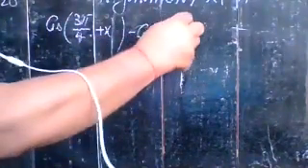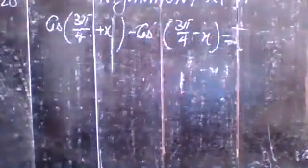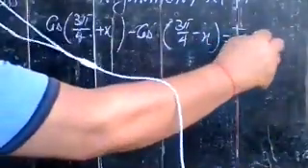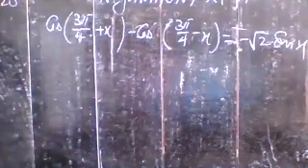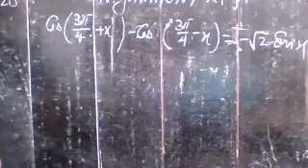Next question. Cos(3 pi by 4 plus x) minus cos(3 pi by 4 minus x) is equal to, you have to prove, minus root 2 sine x. Yeah, same type of question. Minus root 2 sine x, you have to prove it. So how do you prove this result?